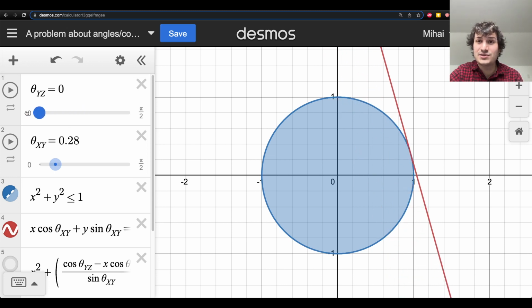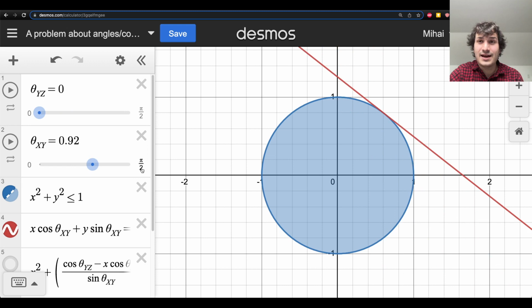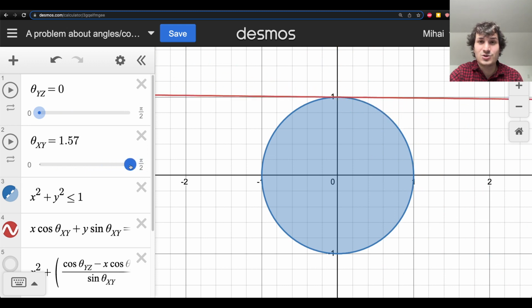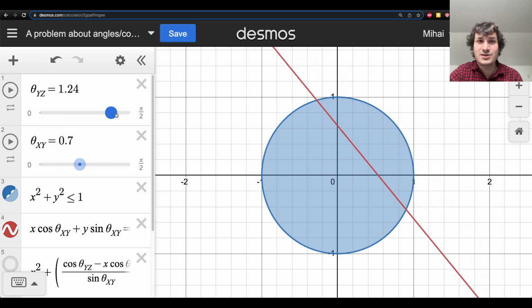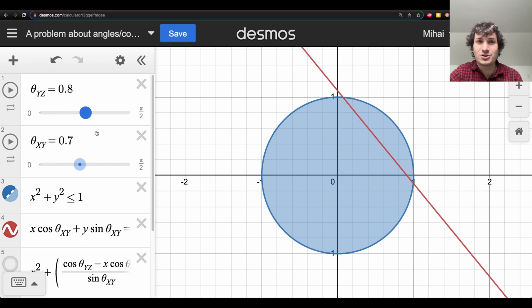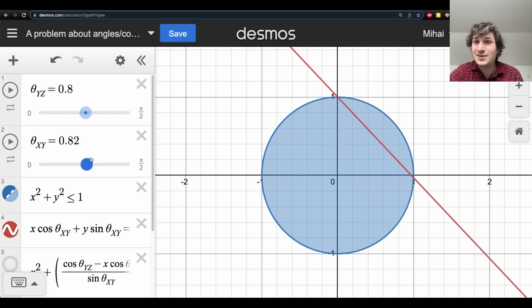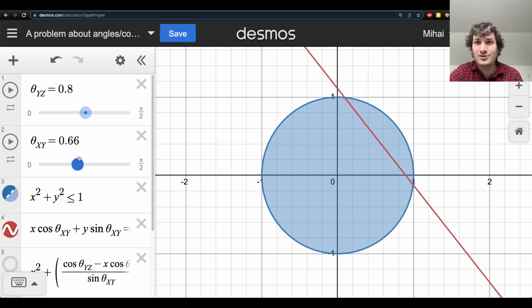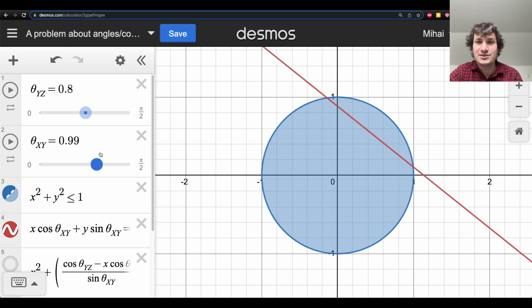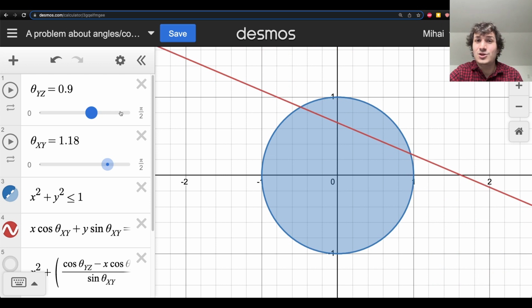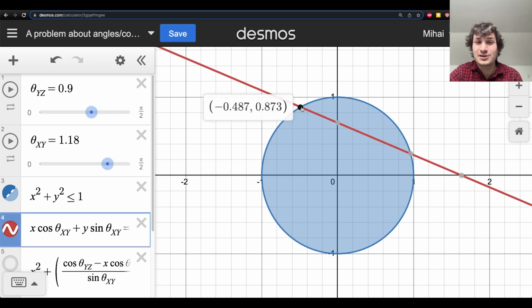So if theta yz is 0, then as you slide theta xy around, you get this nice situation of always being on the rim of the circle. And as you increase theta yz, you get closer towards the center. But the slope of this line is also always related to the angle theta. So it's a very nice geometrical situation, and you can try to figure out geometrically what happens.